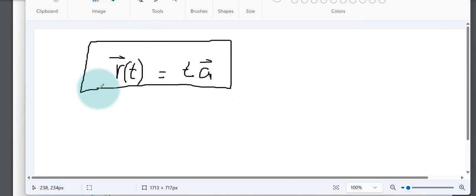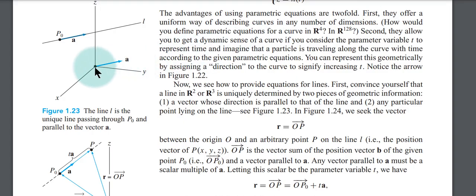Now we're going to make it one step more complicated, because all the lines that we could represent so far pass through the origin, but we don't want to be stuck with just lines that pass through the origin. So we want to be able, for example, to talk about this line, and what would this be?